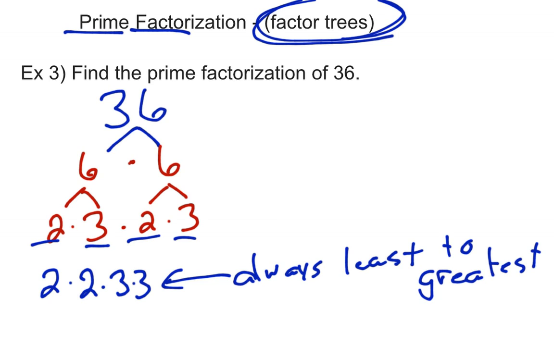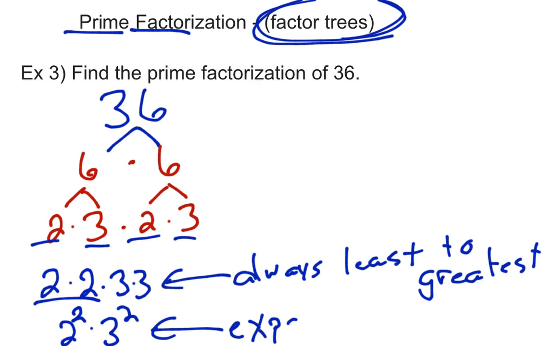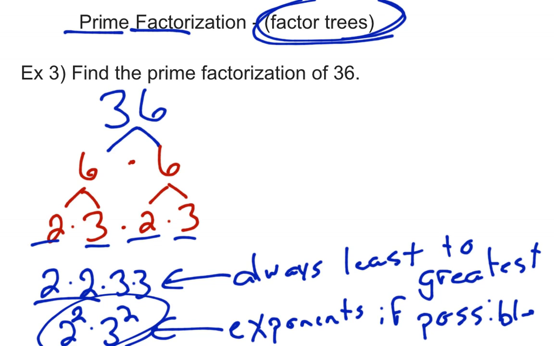Always least to greatest. And then there is one more step here, and that's we want to use exponents if necessary. So if you remember back when we did exponents, if I saw a 2 times a 2 like this, I could write that as 2 to the second power, and then 3 times 3 is 3 to the second power. So always least to greatest, so the 2's come before the 3's, and then exponents if possible. Okay, and that's how we get our final answer. And I can circle that, and we're done.